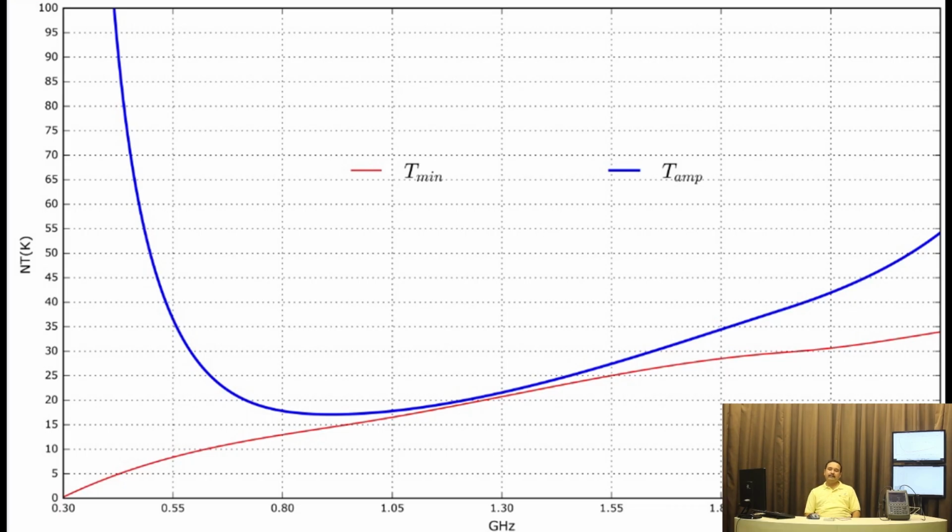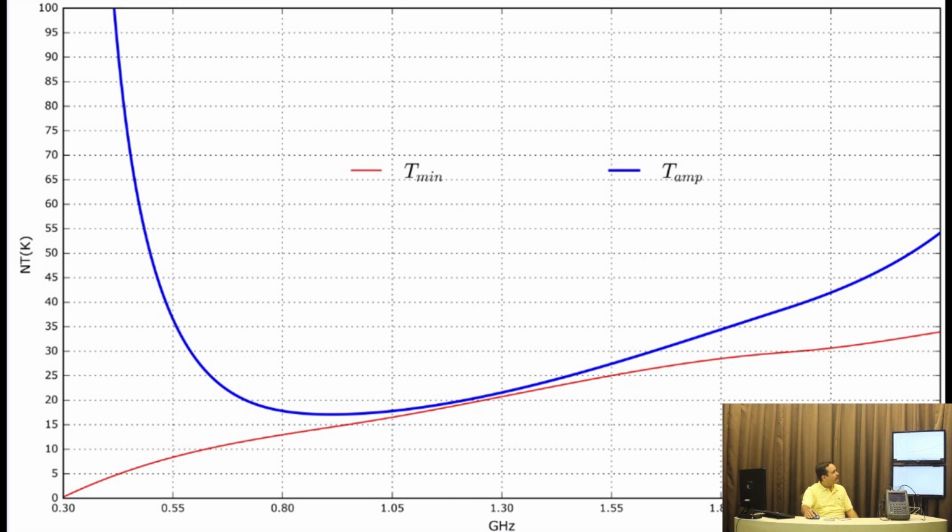As you could see, the red curve here is the minimum noise temperature if you could match the transistor at the gamma opt for all frequencies of interest, but we have a practical input matching network. So our gamma source is not exactly equal to gamma opt. What you could see now with the blue curve is the noise temperature of the transistor with the input matching network. And there is a discrepancy between the red and blue curve because gamma opt and gamma S deviate. They are close to each other but not exactly equal.